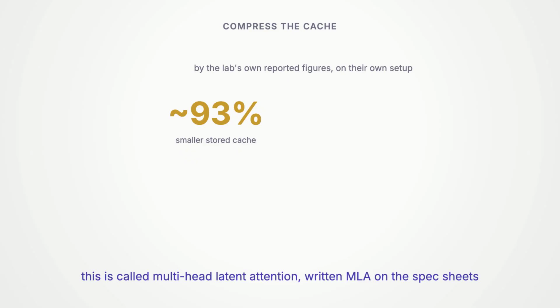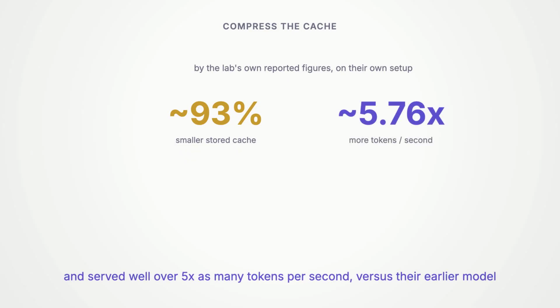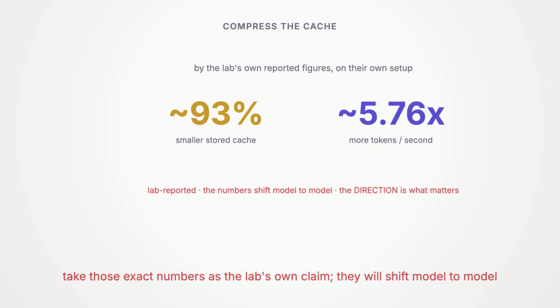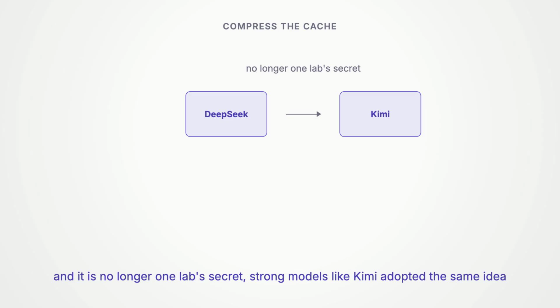And by the lab's own reported figures, it shrank the stored cache by around 93% and let the model serve well over 5 times as many tokens per second compared to their earlier model. Take those exact numbers as the lab's own claim on their own setup. They will shift from model to model, but the direction is what matters, and the direction is dramatic, and it is no longer one lab's secret. Other strong models like Kimi have since adopted the same compress-the-cache idea.